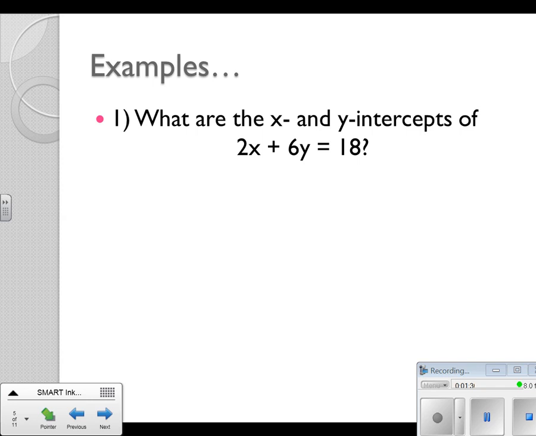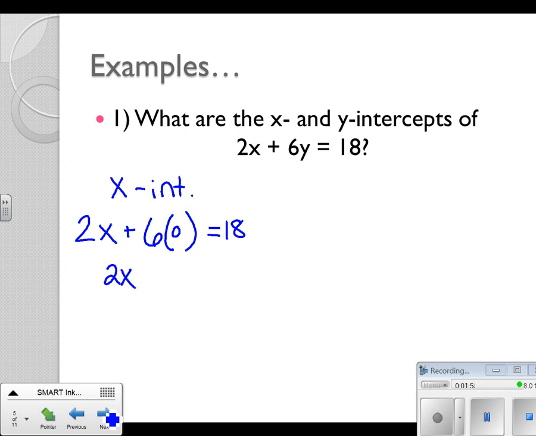So if I have 2x plus 6y equals 18, that's standard form, where a is 2, b is 6, c is 18. I want to find the x and the y-intercept. So we'll start with the x-intercept. To find the x-intercept, you take the standard form and you replace the y with 0. So it's the opposite that you replace with 0. So I have 2x plus 6 times 0, which is 0, is the same as 18. So x equals 9. So find 9 on the horizontal number line. Put a point there, and that's the intercept.